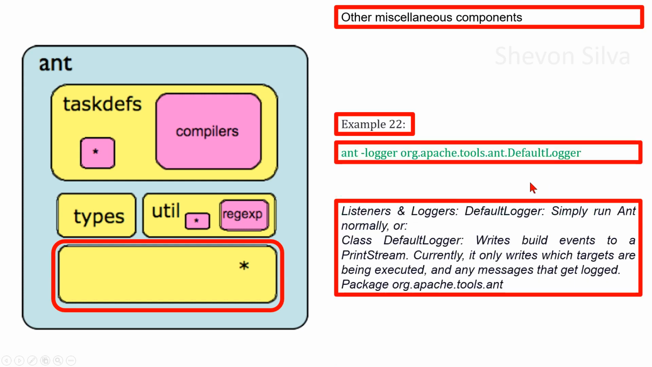Now we are considering default logger. In loggers and listeners, simply run Ant normally. The class default logger writes build events to a print stream. Currently, it only writes which targets are being executed and any messages that get logged. This is in the package org.apache.tools.ant.